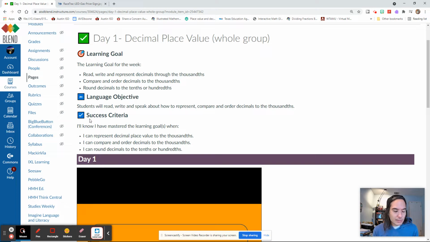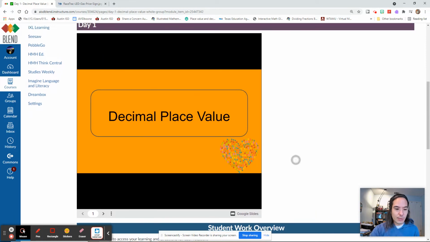This is your I can statements for the week. They're on the front of the class if you look, which are I can represent decimal place value to the thousandths. I can compare and order decimals to the thousandths. I can round decimals to the tenths or hundredths. All right. So by the end of the week, you should have a check mark next to all of those things saying, yes, I can represent decimal place value to the thousandths. Yes, I can compare and order decimals to the thousandths, and yes, I can round decimals to tenths or hundredths. So most of these skills you've done before, just not to the thousandths. So some of it will be review, and some of it will be brand new.